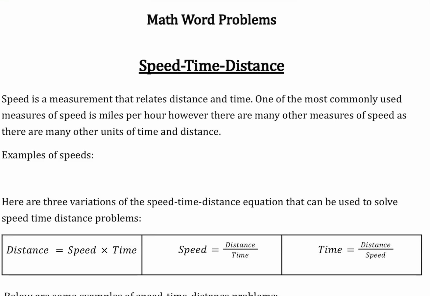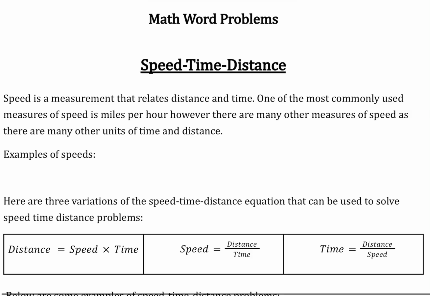In this video, we are going to be discussing speed, time, distance problems. In other words, we're going to be talking about how speed, time, and distance relate to each other. I'm sure you're well aware of what speed is. Speed is how we measure how fast something is going, and speed is always measured in a distance per time.